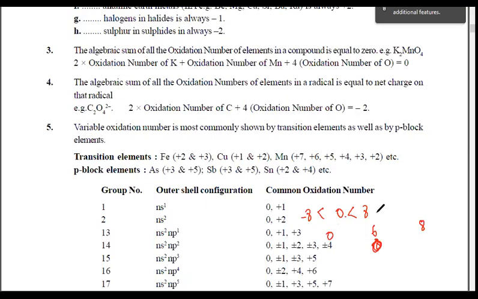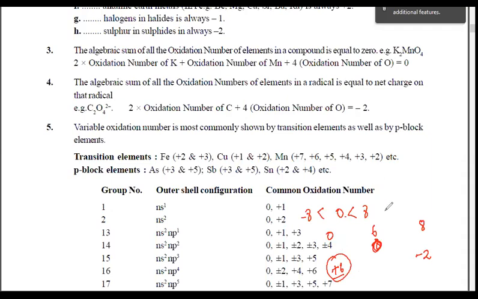Now in order to get 8 electrons, it can accept 2 electrons, so it can be -2. And how many electrons can it give? 6, so +6. But oxygen will not show +6 because it obviously doesn't have d-block valence orbitals. But I'm not just talking about oxygen, I'm talking about every element of this group.